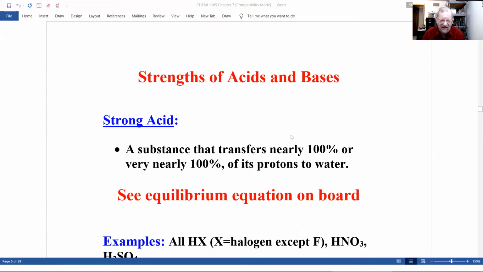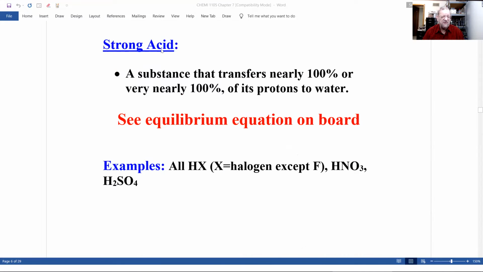All right, yesterday I sort of sped through this, but I'm going to go through it again because repetition is good for your grade, which I think you all agree is a good thing to have. When we talk about acids and bases, there are strong acids and weak acids, and this is good to know for the rest of your life. Strong acids transfer nearly 100% or 100% of their protons, H plus, to water.